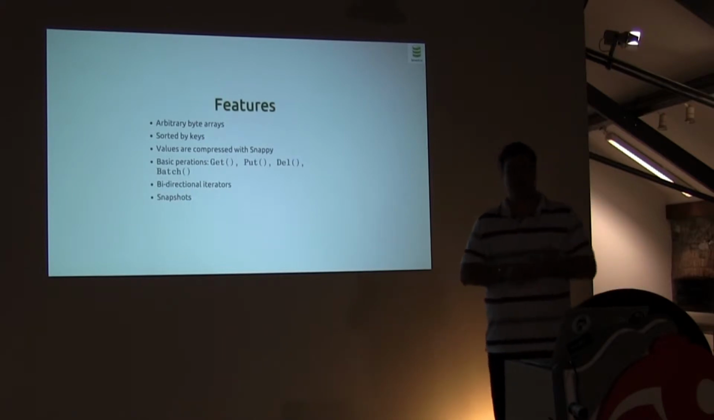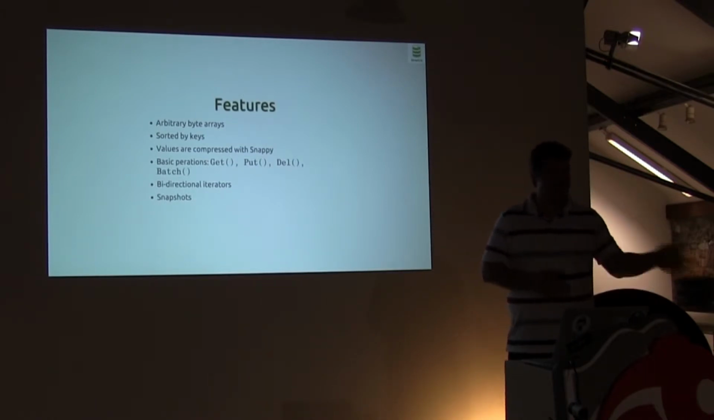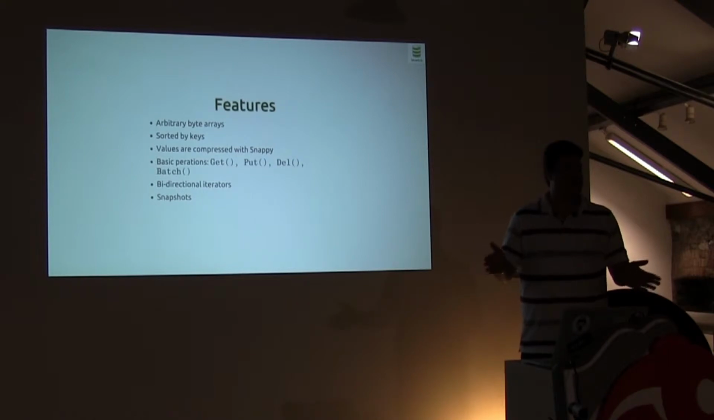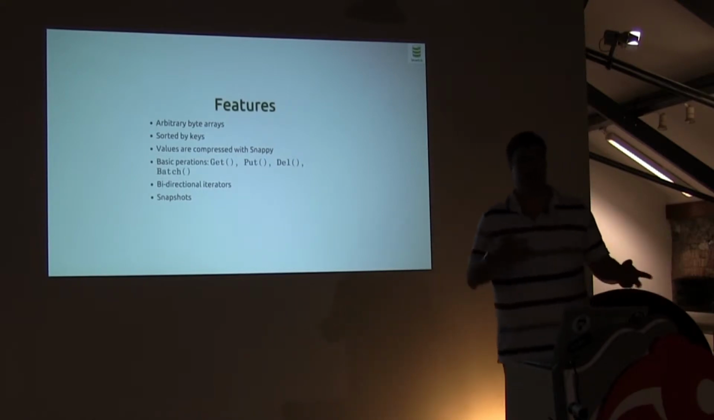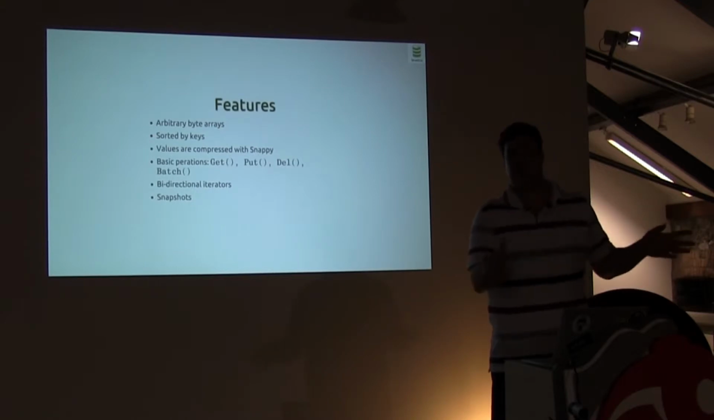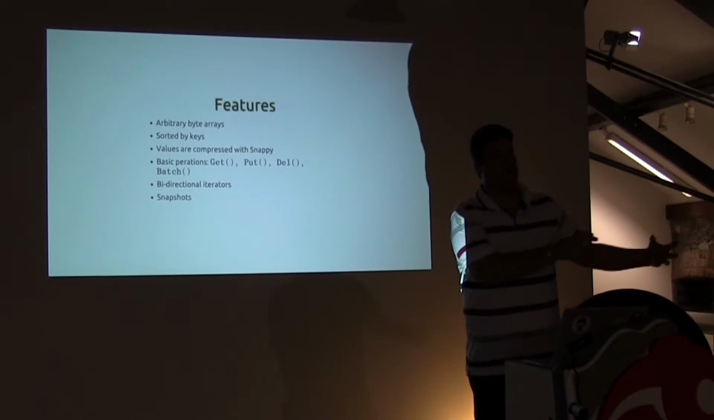I think that the winning feature for me is these bidirectional iterators. So you can iterate over keys. You can start anywhere in the data store and you can end anywhere, and you can go whichever direction you like. And because it's sorted, this makes it a really powerful feature for querying. And it does snapshots as well. So snapshots are point in time. This is the state of the database as it is now, and you can keep a reference to different states.